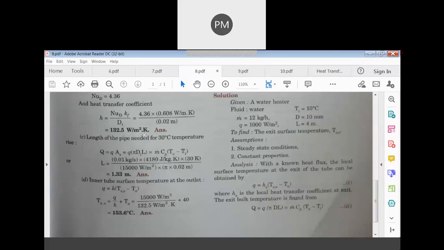In the problem they also asked to find the length of the pipe. Initially it was 10 degrees and it has become 40 degrees. So for that temperature rise of 30 degrees, what should be the length? Since it's a constant heat flux, you can write capital Q equal to small q into surface area, that is q pi d L, which is equal to m Cp times exit temperature minus inlet temperature. Here, instead of Te, they have written T naught, the outlet temperature of the fluid, so T naught minus Ti.